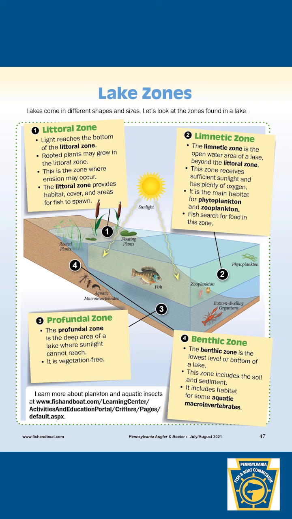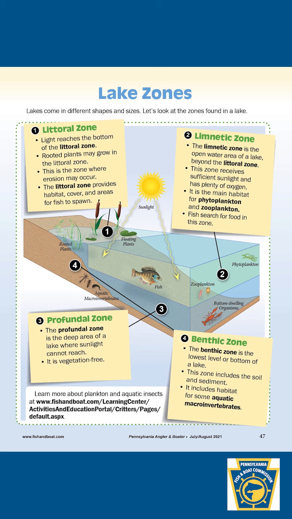2. Limnetic zone. The limnetic zone is the open water area of a lake beyond the littoral zone. This zone receives sufficient sunlight and has plenty of oxygen. It is the main habitat for phytoplankton and zooplankton. Fish search for food in this zone.